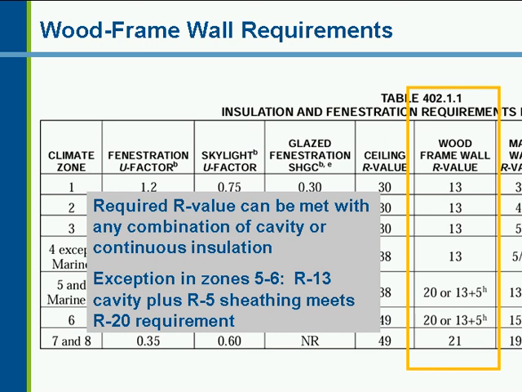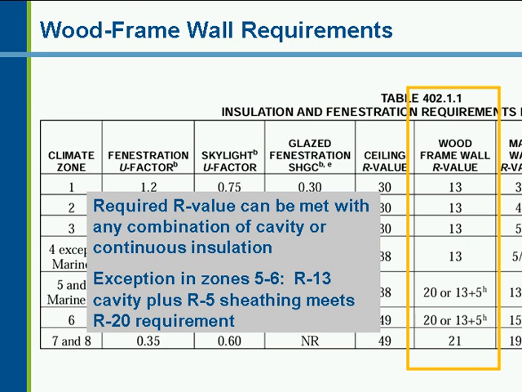Notice that R13 is a requirement through Zone 4. Zones 5 and 6 have an R20 or 13 plus 5. Now, it's important to understand with regard to the wall requirements, any combination of insulation within the wall cavity or in terms of a sheathing insulation on the outside, which we would call continuous. It's not broken up by framing members. Will meet the requirement. So the R13 requirement could be met with an R10 in the wall cavity plus an R3 sheathing on the outside, or R13 completely in the cavity, or if you wanted to, R13 sheathing with no cavity. Any combination will work.